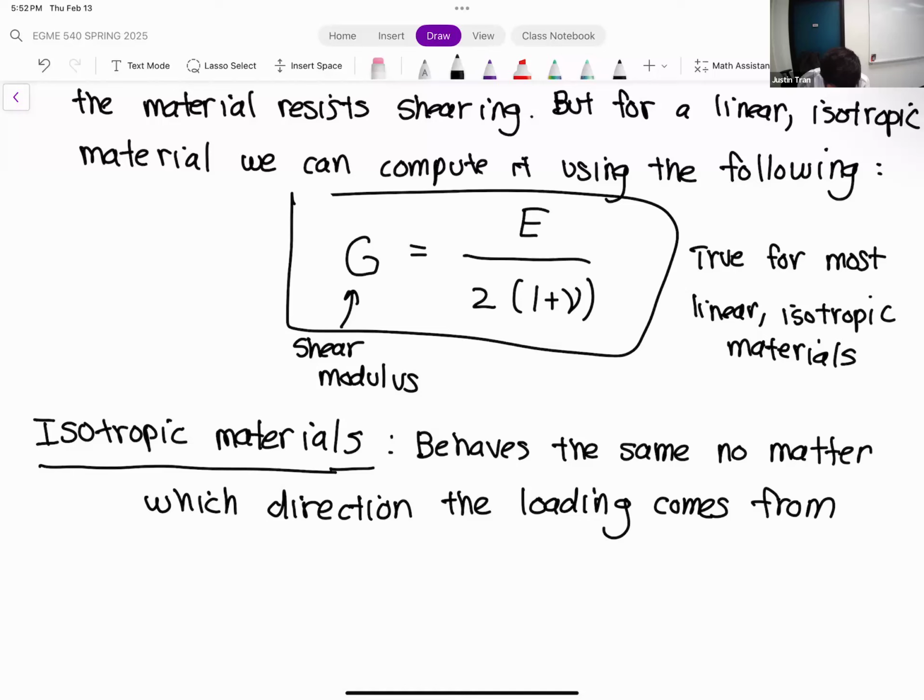It's the simplest material, along with linear elasticity. So a linear isotropic material is the simplest it can get, because there's no need for defining different behaviors in different directions.